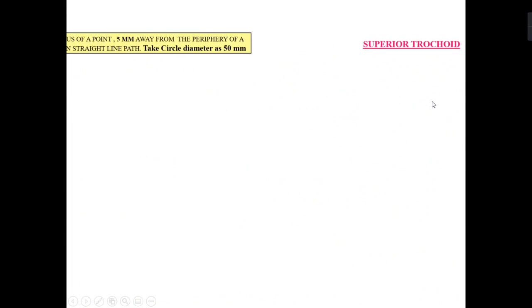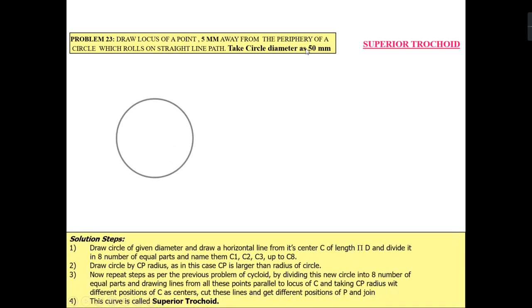Now another example is the superior trochoid. Here the problem is: draw the locus of a point 5 mm away from the periphery of a circle which rolls on a straight line path. Take the circle diameter as 50 mm. So again, a 50 mm diameter is given.